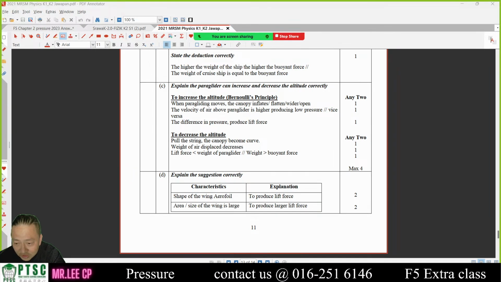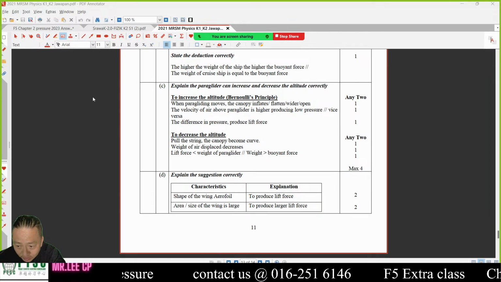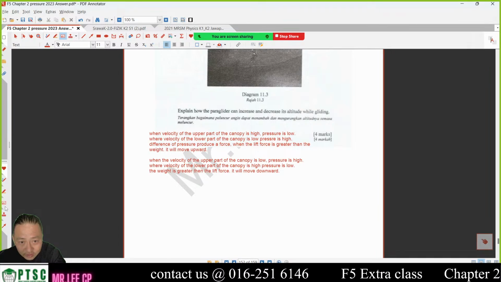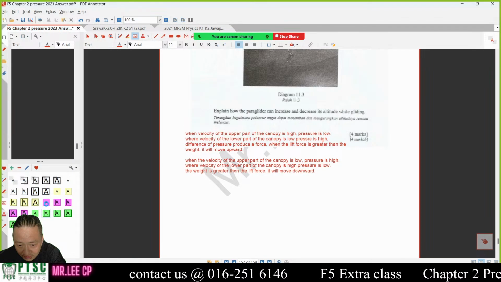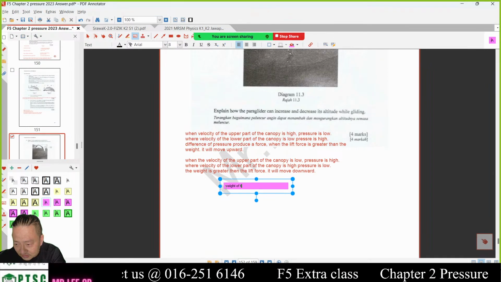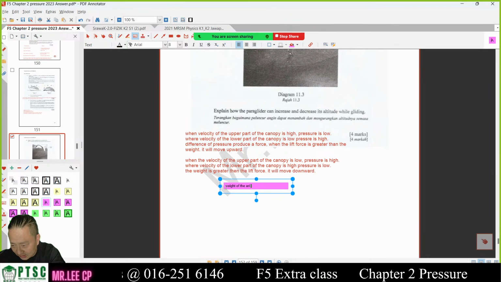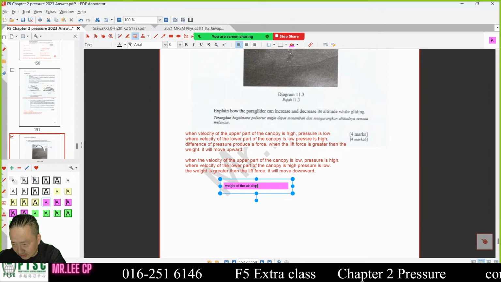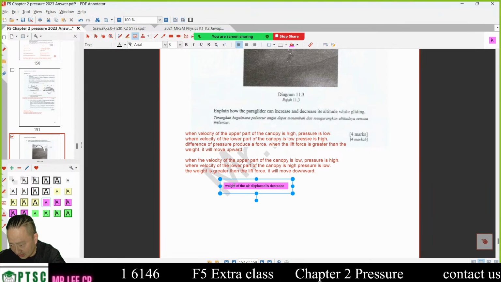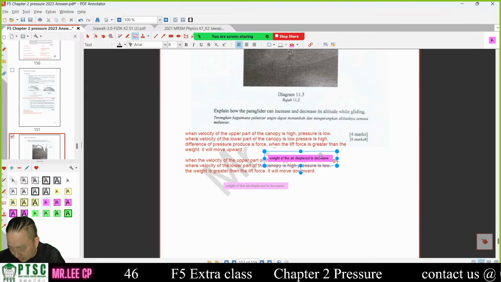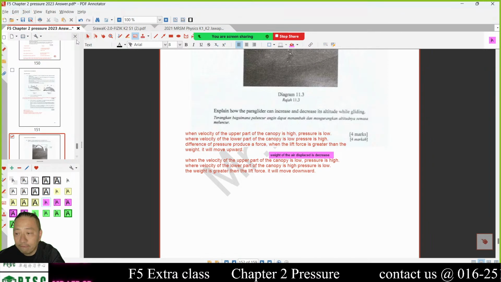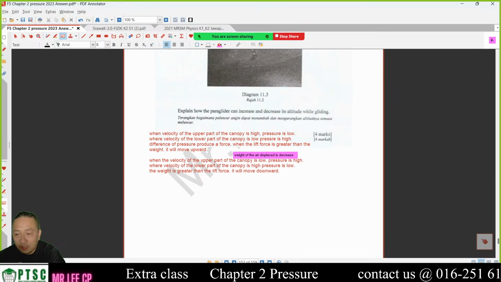So this one, I changed the answer. Weight of the air displaced decreases. What they want is the weight of the air displaced is decreased, right? This one they want. Okay. Any question from here?